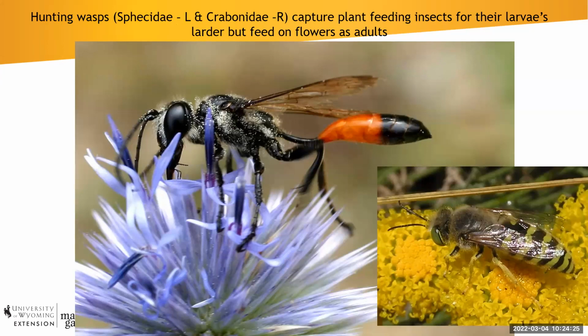Hunting wasps are another one. This is a great picture taken by my friend and former boss, Alex Ichneumonoidea. You can see it's got pollen all over its hairy thorax. So the common name for these is thread-waisted wasps. Again, they hunt other insects to provision their nest for their larvae, but as a food source for the adults, they visit flowers for pollen and nectar. And again, the sand wasps do the same thing.